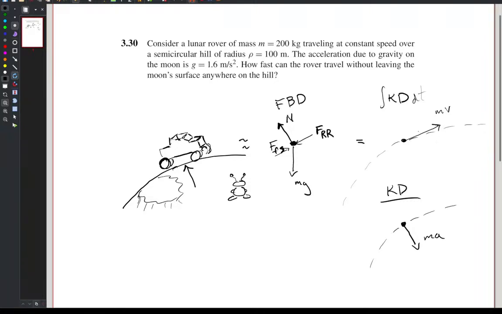It's actually the integral of it. The kinetic diagram is acceleration, so if you take the integral, you get velocity. This is called a momentum diagram. Momentum is directly related to integrals of force. So if you integrate a force over time, you end up with momentum. Same thing with integrating MA, you end up with MV.